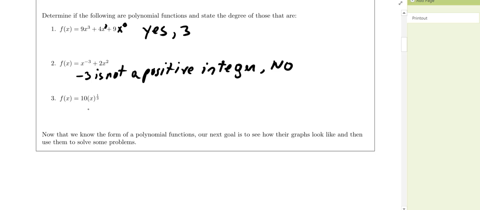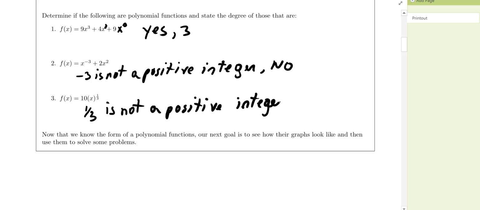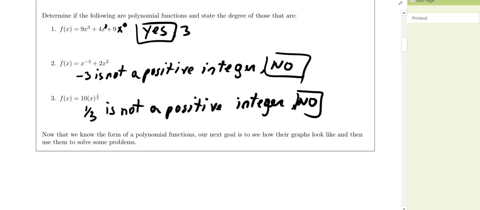And then the third one, notice that 1/3 is not an integer. Not a positive integer. I mean, it's a positive number, but it's not an integer. So this one is not a polynomial as well. So no, no, yes. Alright, so now that we know how the polynomial function looks like, our next goal is to see how the graphs look like, and then we use them to solve problems.